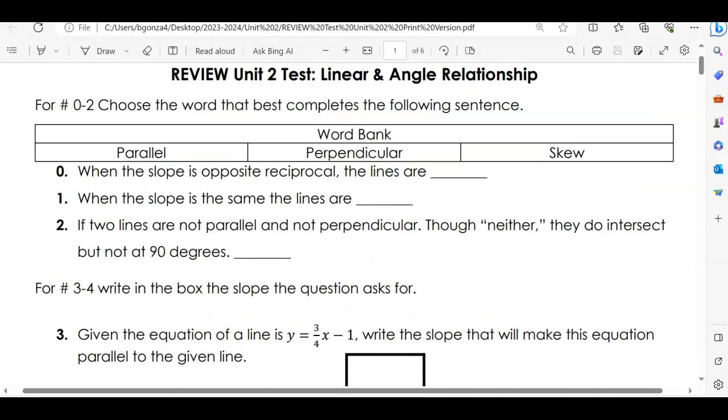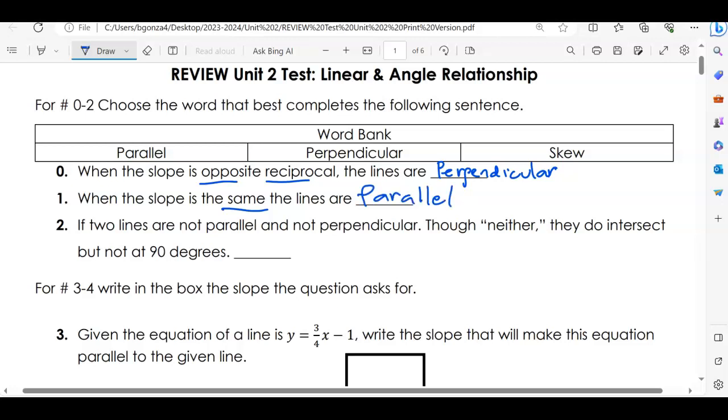When the slope is opposite reciprocal, okay, so opposite reciprocal is perpendicular. You gotta know that. Perpendicular. Right? When the slope is the same, now that's parallel.